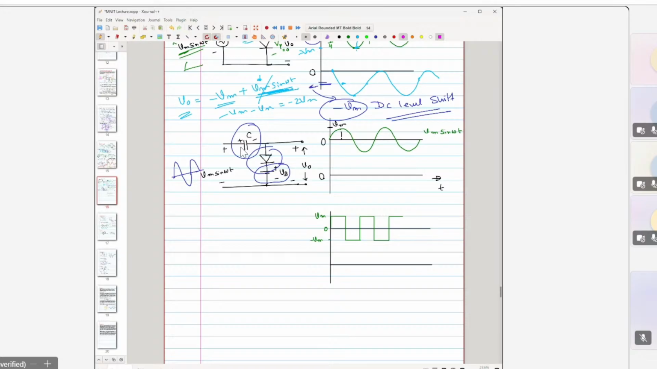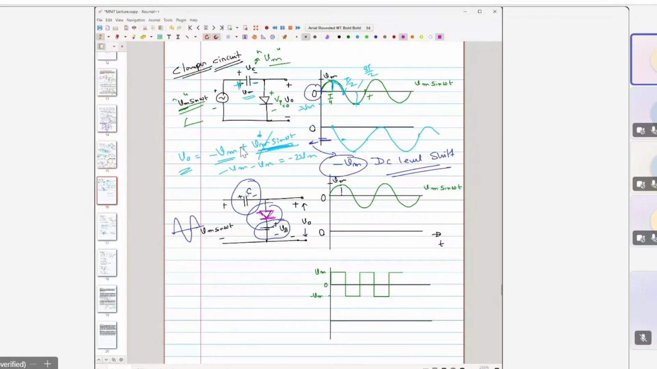We have to consider when the diode can turn on for this case. For the previous case, the diode can turn on as soon as the input signal becomes positive. But can we say the same thing for this circuit? The answer is no, because here this voltage is making the diode reverse biased.